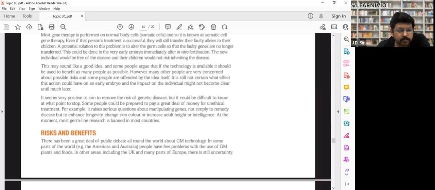This may sound a good idea, but okay. It seems a very positive aim to remove the risk of genetic disease, but it could be difficult to know at what point to stop. Some people could be prepared to pay a great deal of money for unethical treatment. For example, it raises serious questions about manipulating the genes. It is not simply remedying disease, but enhancing longevity, skin color, adult height, intelligence, and all that. That is the risk actually.